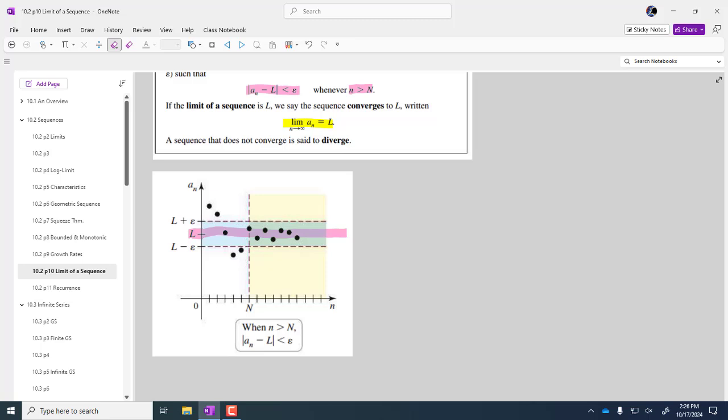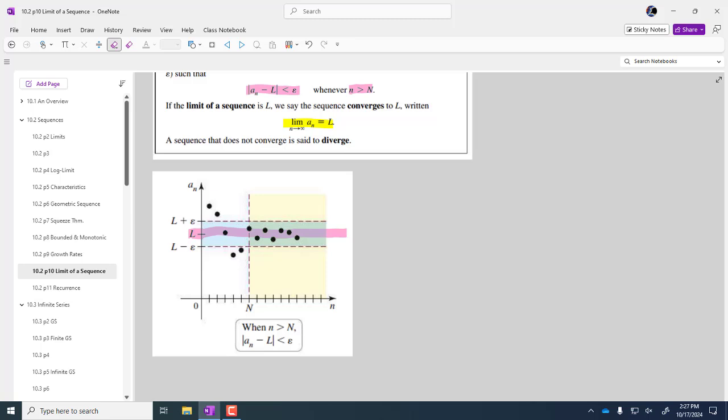So the idea is that you start ratcheting down the epsilon value. First the interval is 1 unit wide, and then it's a half a unit wide, and then a quarter unit wide, and then a tenth, and then a hundredth, and then a thousandth, and then a millionth. If no matter how narrow you make this interval around L, the rest of the a sub n's are inside that interval for some capital N out to the right, then the limit is L. So it's got this ratcheting nature to it.